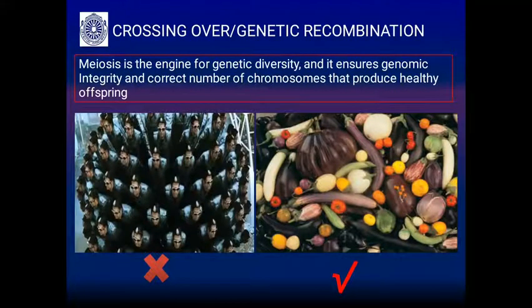Next, I am going to discuss crossing over or genetic recombination. Before that, see this cartoon. This is taken from the Robo film. You will find the clones of Rajinikanth here, and here you will find varieties of brinjal. What I am saying is this one is wrong and this one is right, because even though we are Homo sapiens, we are not exactly like this, we look different.